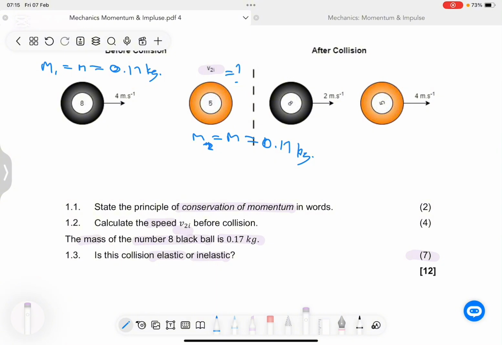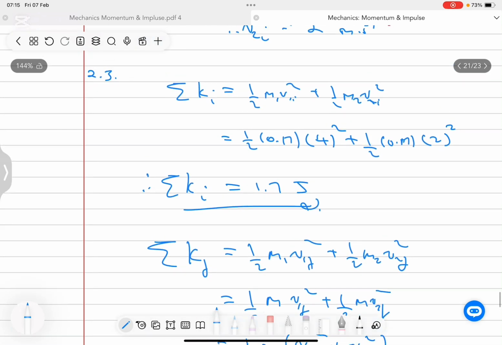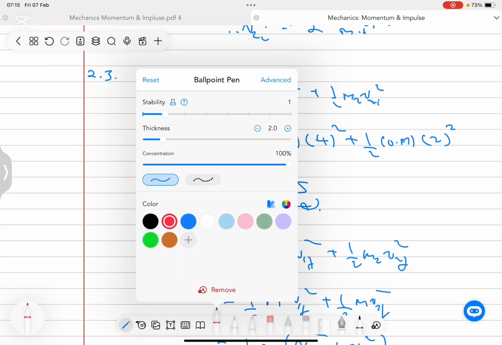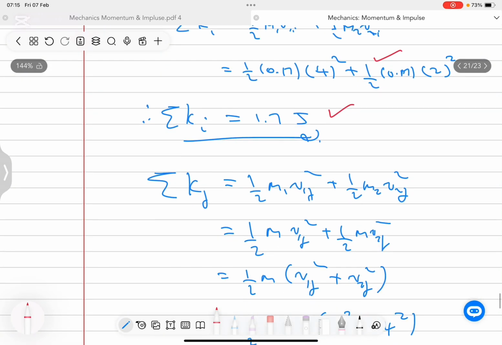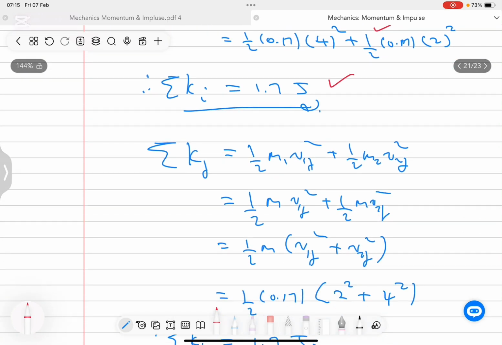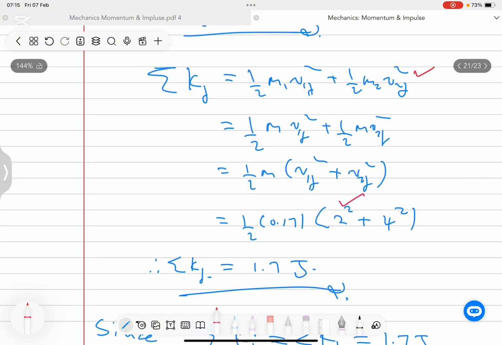Now let's see how the 7 marks comes about. Where will it come from? And this is very important because you need to know where the 7 marks comes from. You don't want to lose marks because you didn't write stuff. So the first mark would come from writing your formula for the initial total kinetic energy. The other mark will come from correct substitution, and the other mark will come from writing the final answer of the total kinetic energy initial. This will be marked in the same way: 1 mark for the formula, 1 mark for the correct substitution.